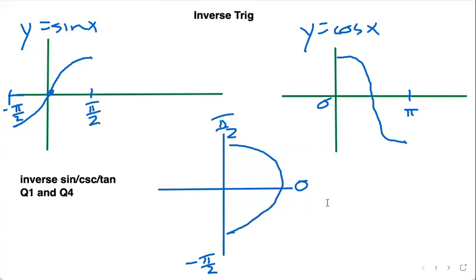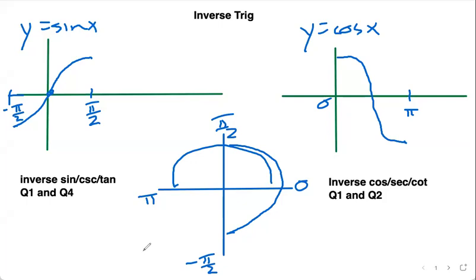Then inverse cosine, secant, and cotangent will exist in quadrant 1 and quadrant 2, because it's one quadrant where cosine is positive and one quadrant where cosine is negative, and 0 to pi would go from here to here. So what does that mean for you? Well, some questions you may encounter.